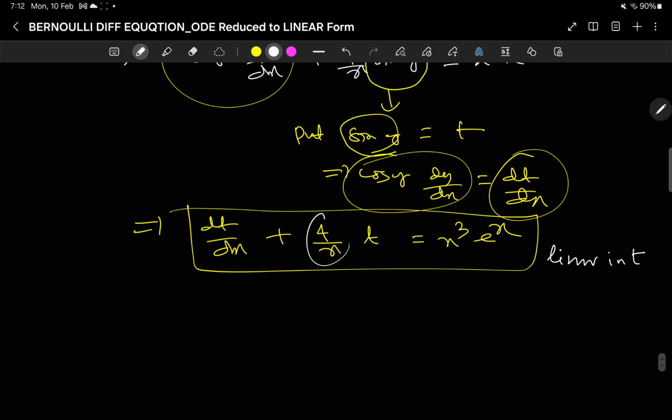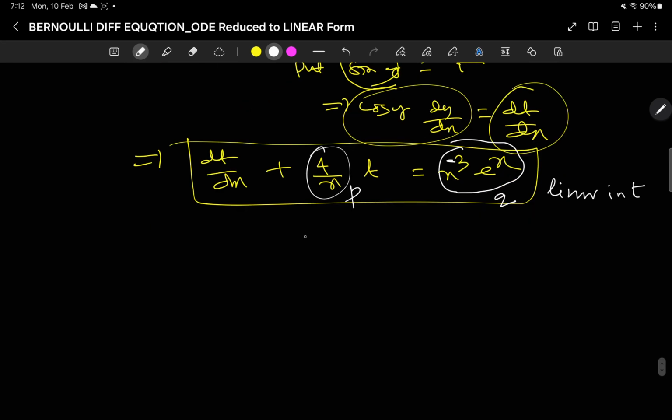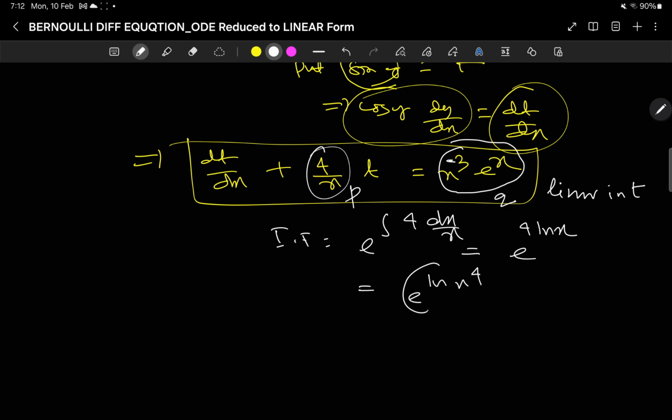So with this as my p and x to the power minus 3 as my q, the integrating factor is e to the power integral 4 dx by x. So this is e to the power 4 ln x, which is e to the power ln x to the power 4, and e and ln cancel. So this is x to the power 4. Therefore the integrating factor is x to the power 4.